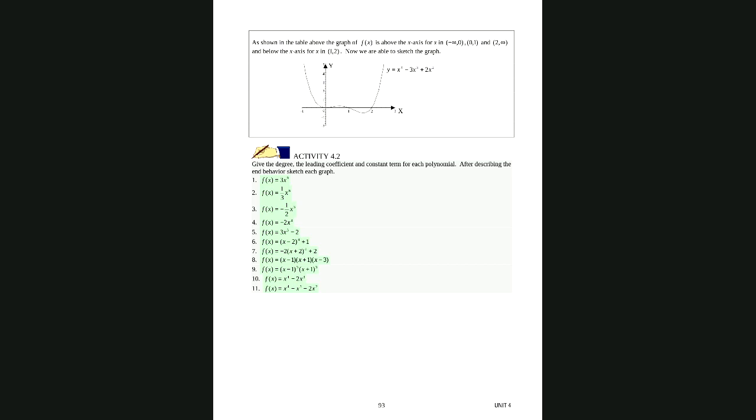Can you link the graph to the table? I'm repeating myself. Can you link the graph to the table? Yes. Okay, good.